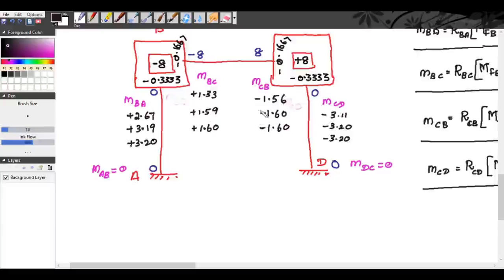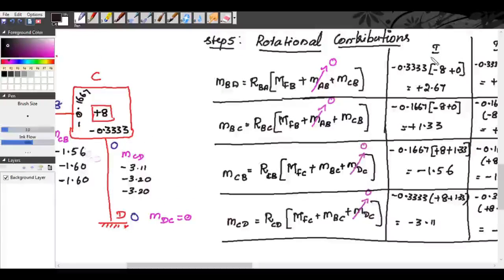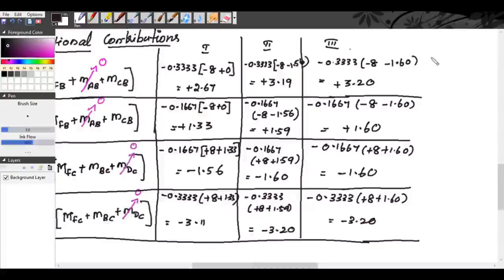So our rotational contributions are our final values. These are our rotational contributions. Now, we will find the final end moments. The rotational contribution is the values which you obtained in your last iteration. So, that is 3.20, 1.60, minus 1.60 and minus 3.20.